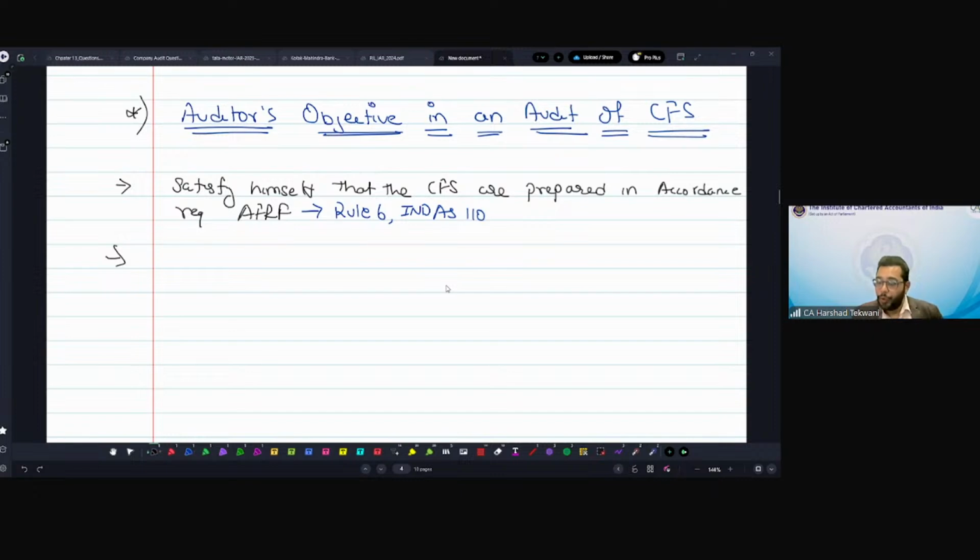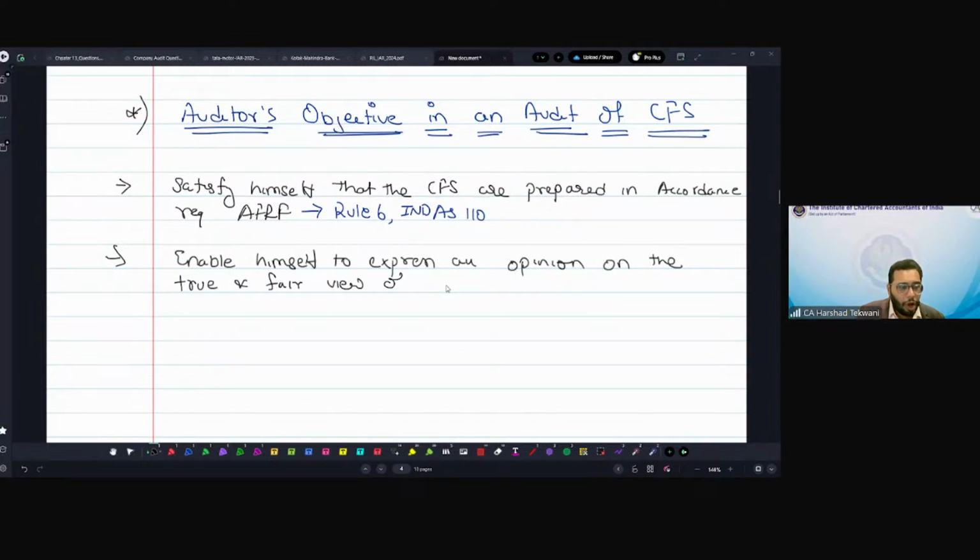Second, to enable himself to express an opinion. So here he has to enable himself to express an opinion on these consolidated financial statements, that the consolidated financial statements represent or provide a true and fair view. So he has to express an opinion on the true and fair view of CFS, or the true and fair view presented by CFS.